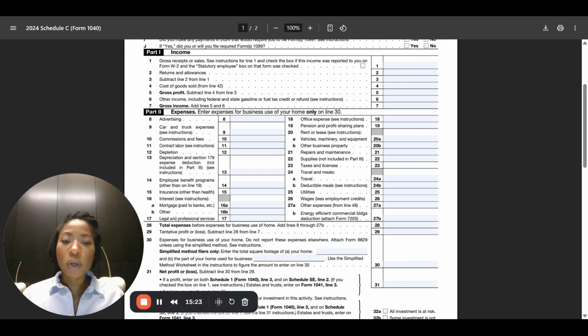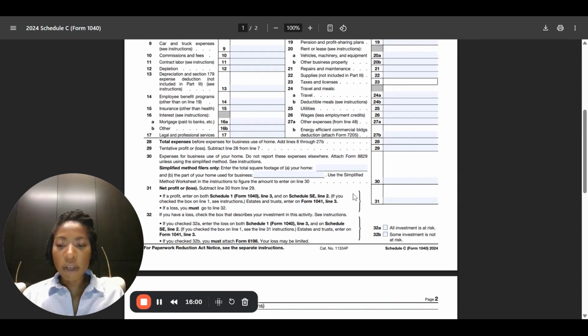And then on line 27, we have other expenses from line 48 on line 27A. And then on line 27B, it says energy efficient commercial buildings deduction. We're not going to cover that during this series of videos. That's really outside the scope of a lot of what we're looking at as daycare owner operators. But line 27A, other expenses from line 48, that lets you know that you need to look at line 48 to see what it's talking about there. And so line 48 is just kind of a catch-all for anything that doesn't fit into these categories above it.